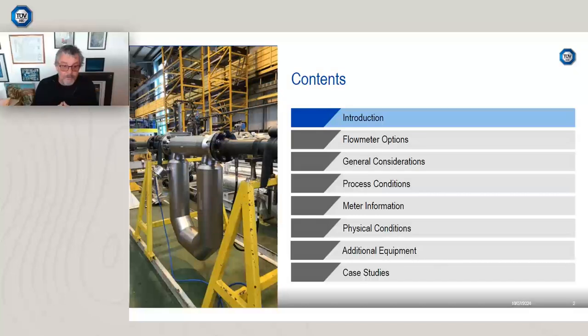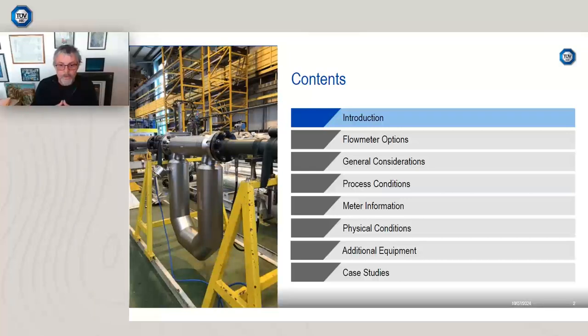The general considerations about flow measurement: do you really need to? How important is it? Can you do it? And then obviously very important to selecting a flow meter is the process conditions: pressure, temperature, fluid, etc. There's then a section on meter information, and that's how the process conditions guide us towards choosing a meter.